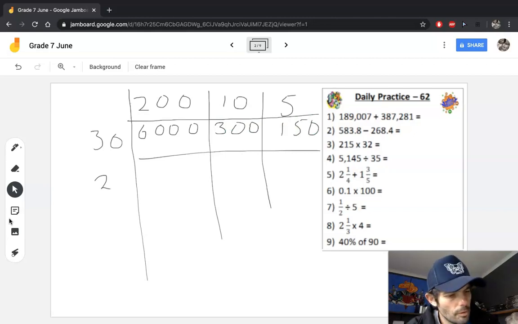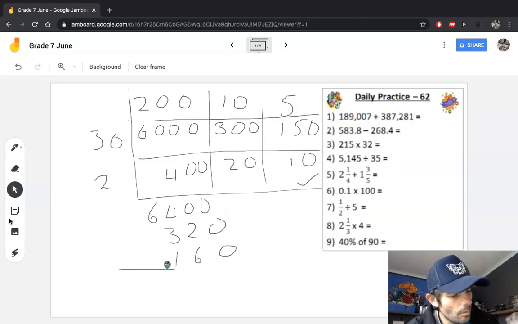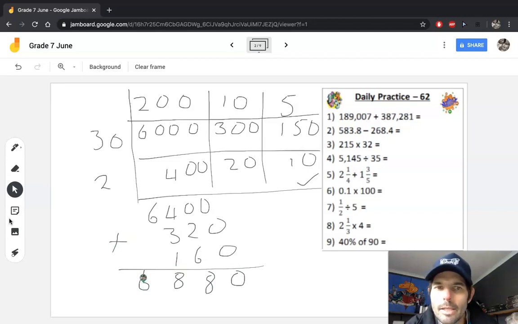Then 2 times 200 is 400, 2 times 20 is 40, and 2 times 5 is 10. Okay, then we need to just do a little bit of an addition calculation. So if we add up these numbers, this is 6,400. This is going to be 320. And this column is going to be 160. And then if we add all of those up, we should hopefully get the same answer of 6,880. You can do doubling and halving.